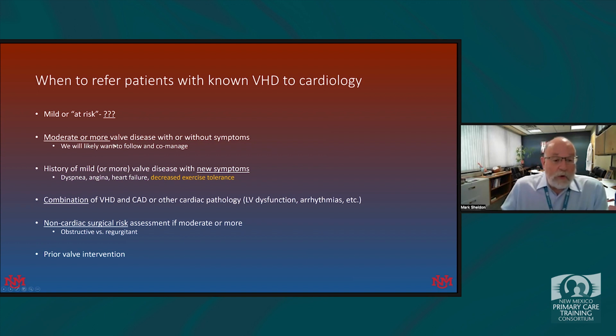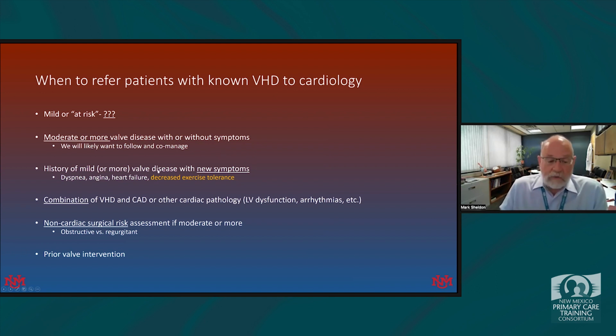Mild or more severe disease, even without symptoms, we will likely want to follow and co-manage them with you. We don't necessarily have to be the one that is seeing them the most often, but these are patients that almost assuredly we would want to see at least on a yearly basis or so, and perhaps do studies on them to assess the progression of disease.